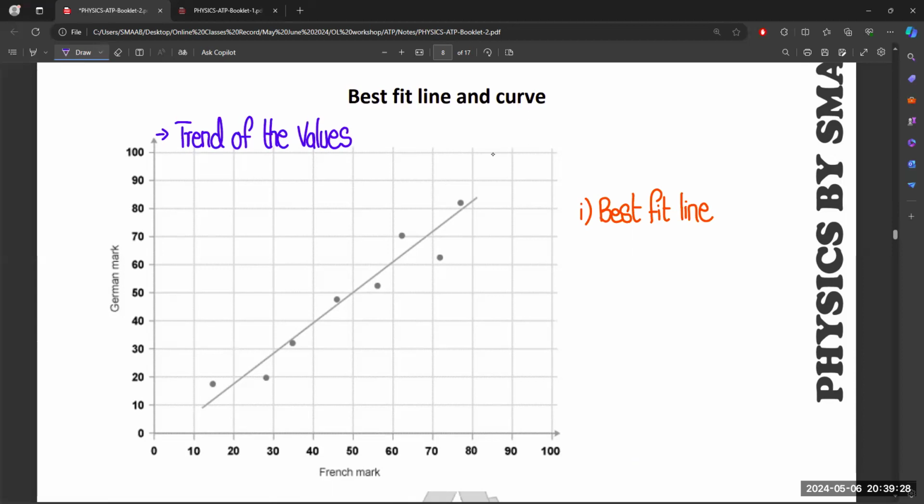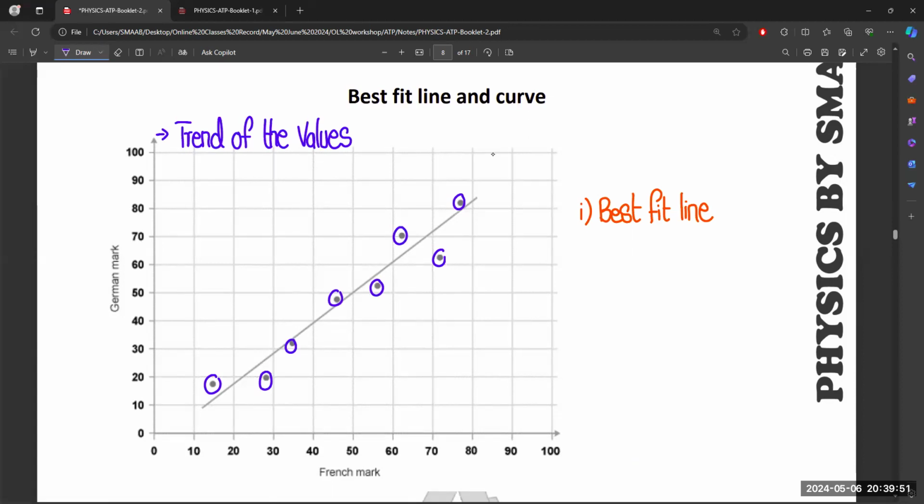In this line, you can see there is 1, 2, 3, 4 points on the left side of the line or on the upper side of the line, and the same, 1, 2, 3, 4 points are on the lower side of the line. So basically, this line shows you the trend.